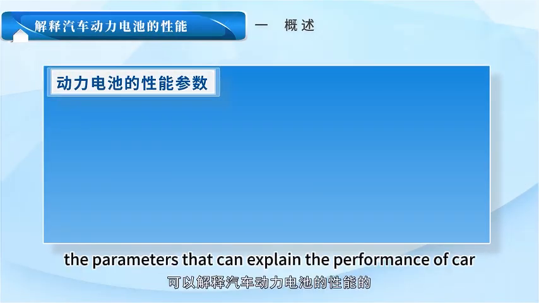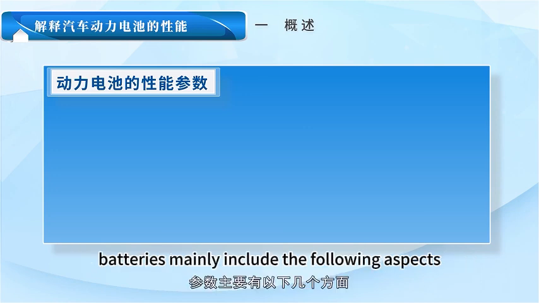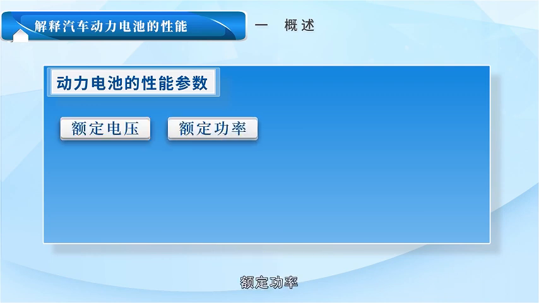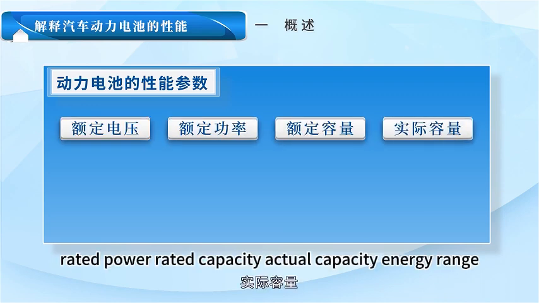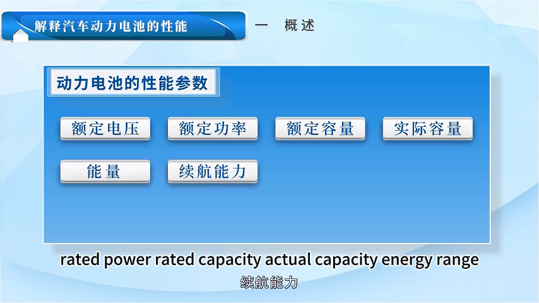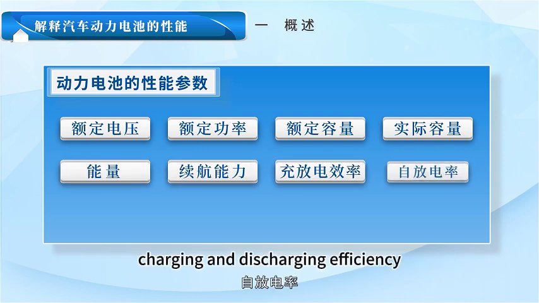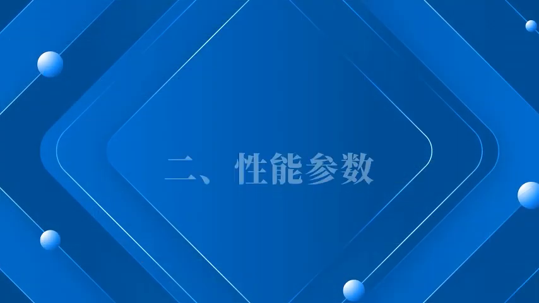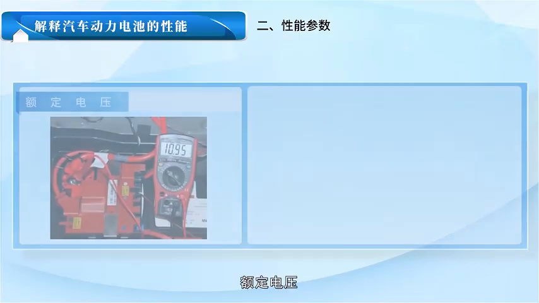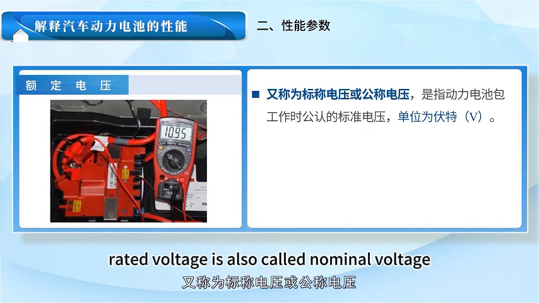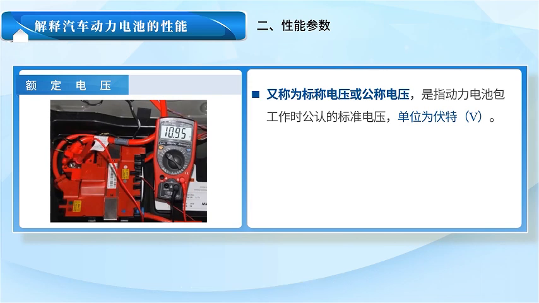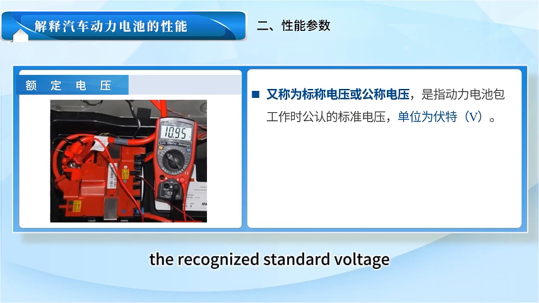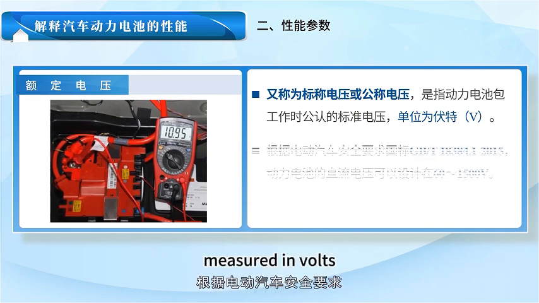The parameters that can explain the performance of car batteries mainly include the following aspects: rated voltage, rated power, rated capacity, actual capacity, energy, range, charging and discharging efficiency, self-discharge rate, safety performance, and so on. Rated voltage is also called nominal voltage. It refers to the standard, recognized voltage, measured in volts.